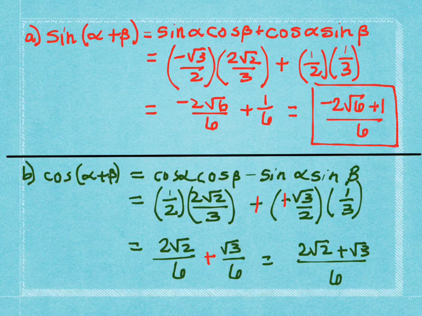So that's one way of doing this problem. But I wasn't asked to find the addition one. I was asked to find the subtraction one. And I didn't do both sine of alpha minus beta and cosine of alpha minus beta. I only did one of them.